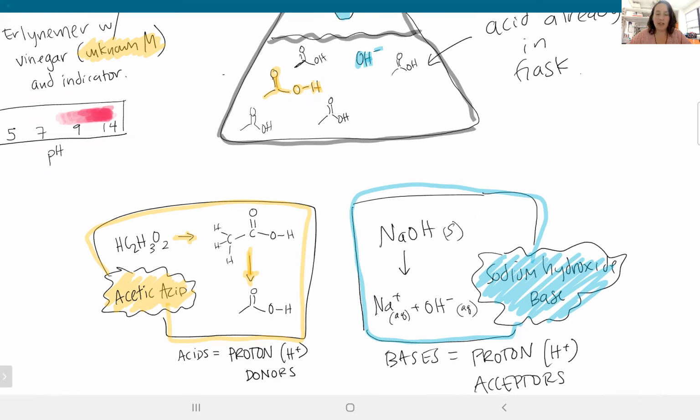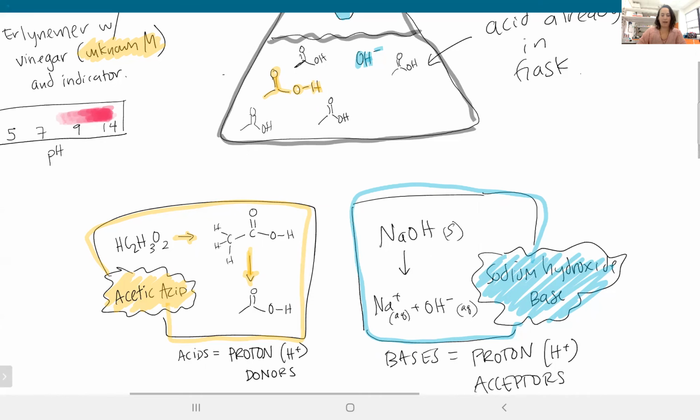Okay, sodium hydroxide is your base, and it is solid in its pure form, and then it's dissolved in water. Right, so in water, it's just sodium ions and hydroxide anions. Okay? And so bases are proton acceptors. So this OH minus, the hydroxide anion, is going to grab the H plus that gets donated from the acid to create your water molecule.